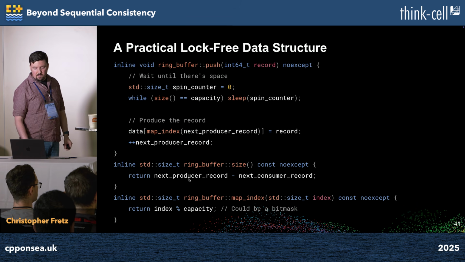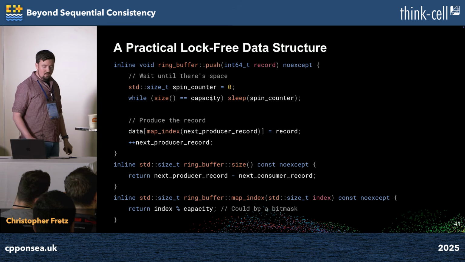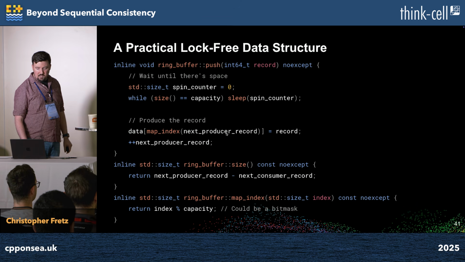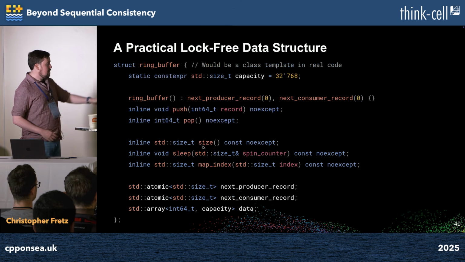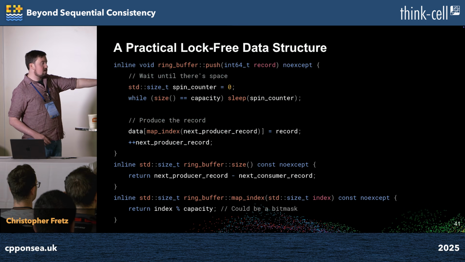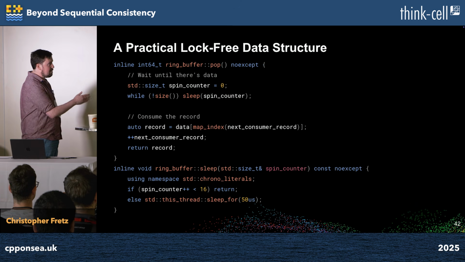And the size is just the producer record minus the consumer record. So if there's space available in the queue, then we go and store into our data array and then increment our next producer record. Since this is a std atomic and we are using pre-increment, this is implicitly requesting full sequential consistency. If we look at the pop function, this is essentially exactly the same.